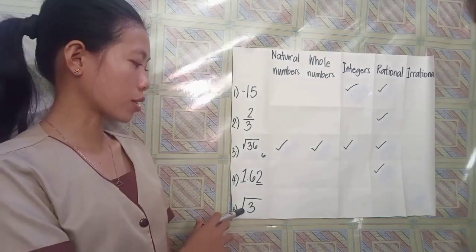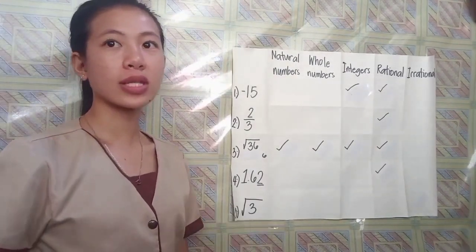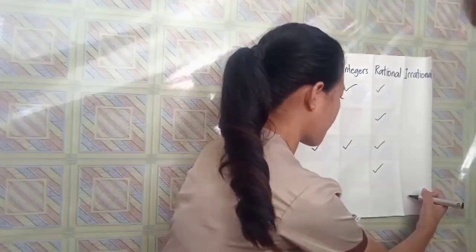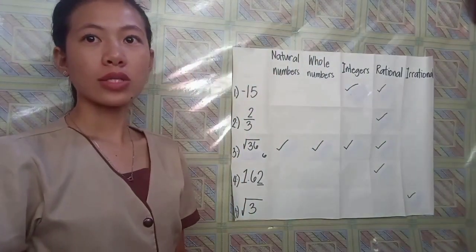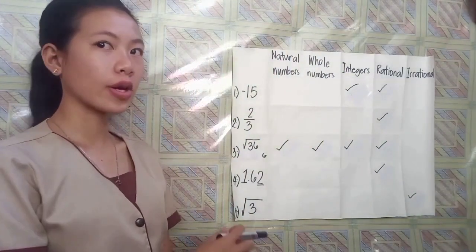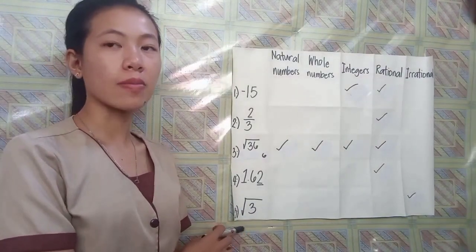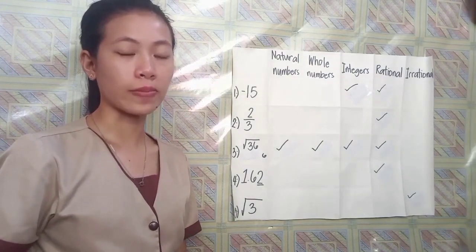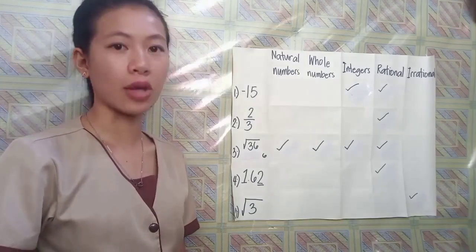Last, we have the square root of 3. The square root of 3 is an example of an irrational number. If we look for the square root of 3, that will give us a decimal which is non-terminating and at the same time non-repeating. Then it will be considered an irrational number.